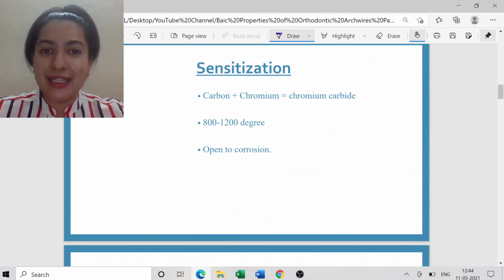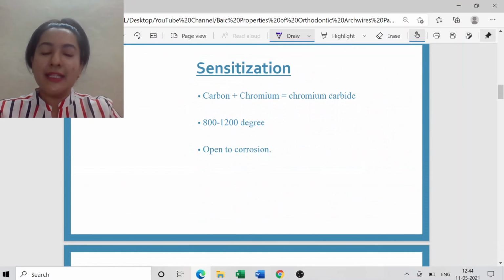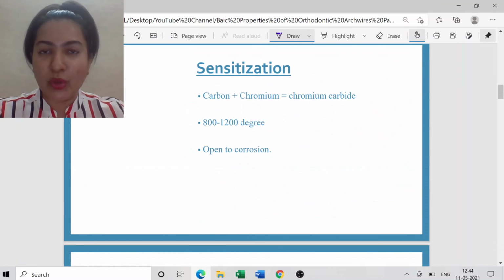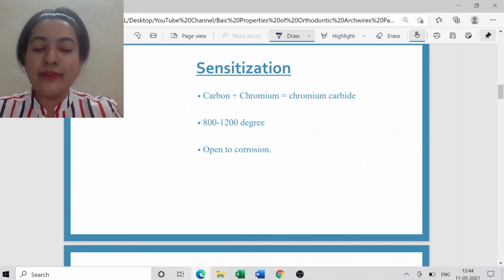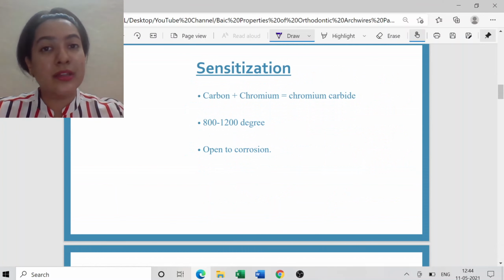Okay, next concept. What is sensitization? See, we have stainless steel. It is commonly used in orthodontics. Even our brackets are made up of stainless steel, and so are the wires.